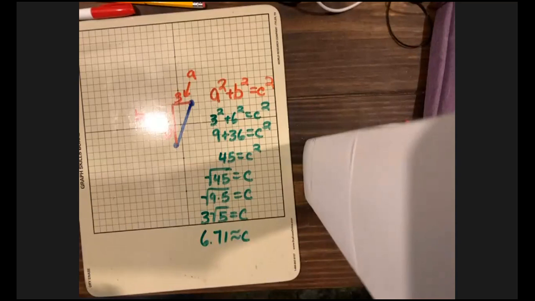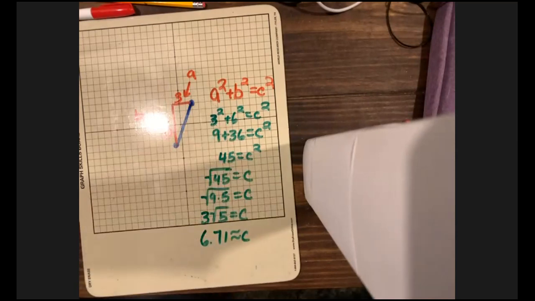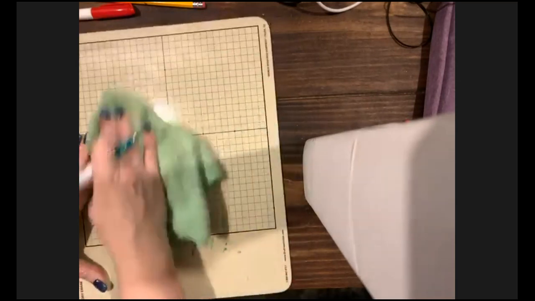Okay, so again, you can run through the formula. That's fine. You plug in your ordered pairs, but you can also do it visually, kind of geometrically, this way.